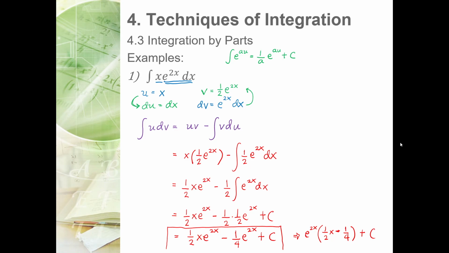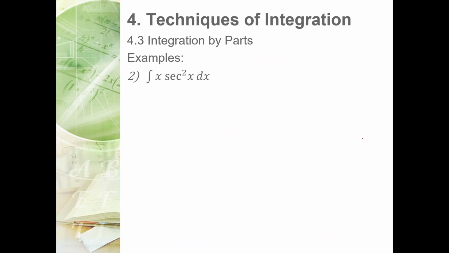So let's proceed with the next example. We have x times secant squared x. Since you already know that we need to use integration by parts because we have an algebraic times trigonometric function, again we set your u and your dv first. So again, write it in this manner, so we know how to determine the v and the du later.